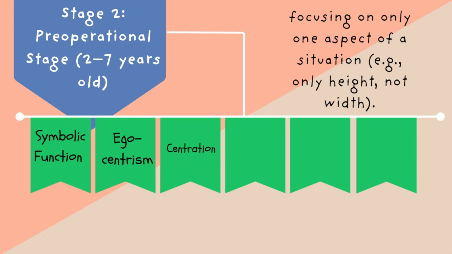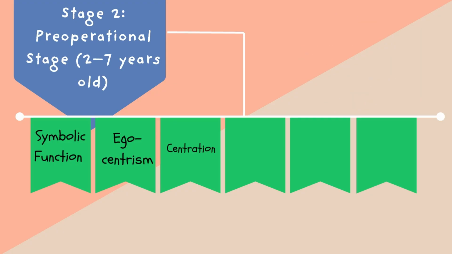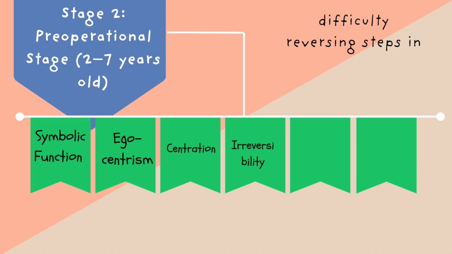For example, a child may complain that they have less juice than their friend because the juice looks lower in a wider glass, even though both glasses contain the same amount. Fourth is irreversibility, difficulty reversing steps in their thinking.